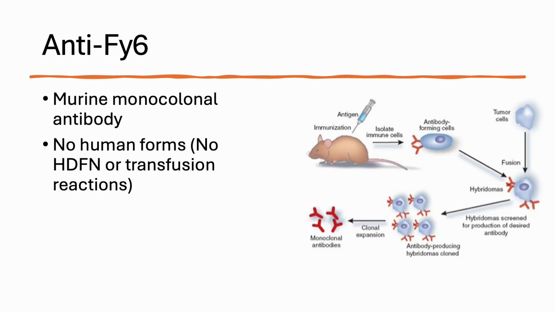So anti-FY6 is a murine monoclonal antibody, meaning it's produced in mice and recognizes the FY6 epitope on the Duffy glycoprotein. It's important to note that there are no naturally occurring human antibodies to FY6. So we don't see any hemolytic disease of the fetus and newborn or transfusion reaction, because it's just not in people. That's because the immune system in humans just doesn't typically respond to FY6 as a foreign antigen. And I'm sure there are probably reasons for that, they just haven't been super researched.